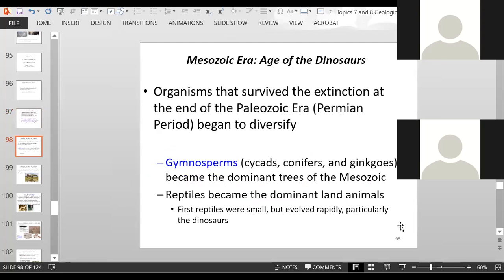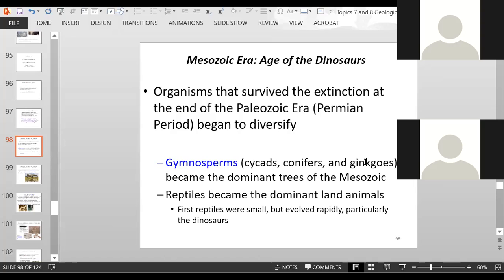Organisms that survived the extinction at the end of the Paleozoic, or the Permian period, began to diversify. We had the development of gymnosperms, cycads, conifers, and ginkgos. Sorry, I made a mistake there. The gymnosperms developed earlier, but during the Mesozoic, they became the dominant trees.